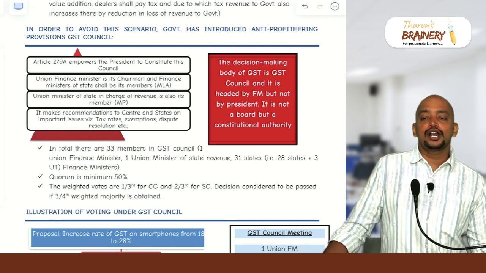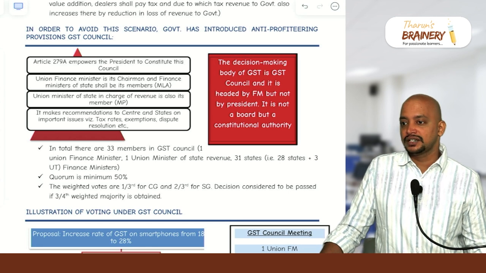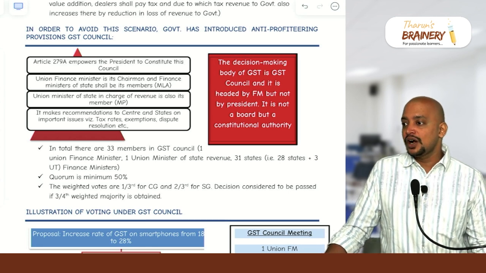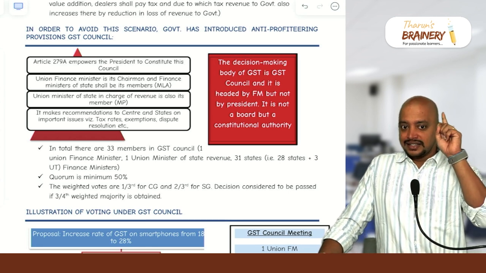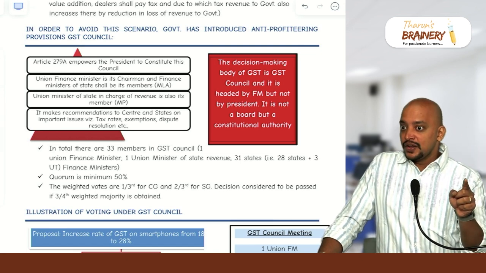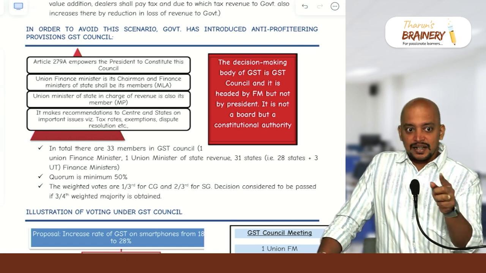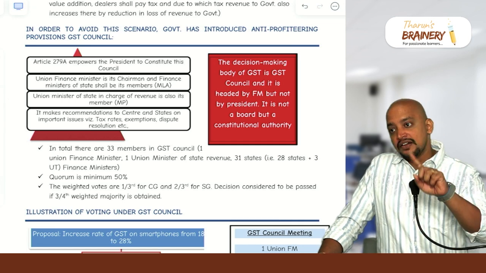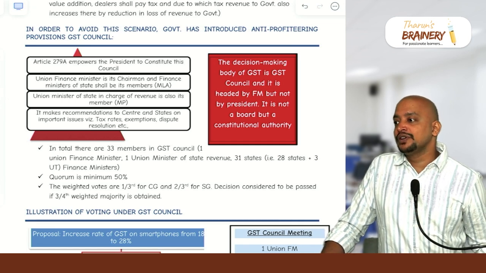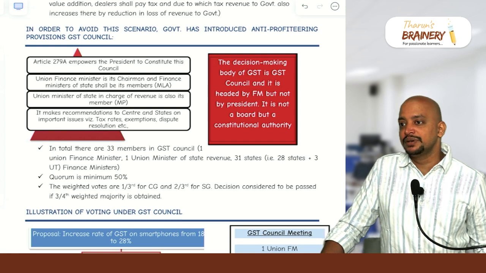So therefore, in total how many members will be there in the GST Council? 33. How 33? 31 states plus 1 union finance minister plus 1 union MP for the union territories. So therefore 33 members will be there.